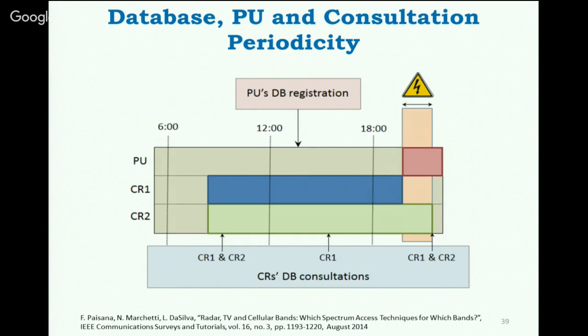Okay, so there is a relation between how often the secondary systems, here we call them CR, cognitive radio, consult the database. DB stands for database, PU stands for primary user or licensed user. So the more often you consult the database, the better you are coexisting with the primary system. So for example, here we see that there is cognitive radio 1 and cognitive radio 2. So these are two secondary systems. You could think, for example, about two mobile operators that are accessing radar bands, just to make an example.